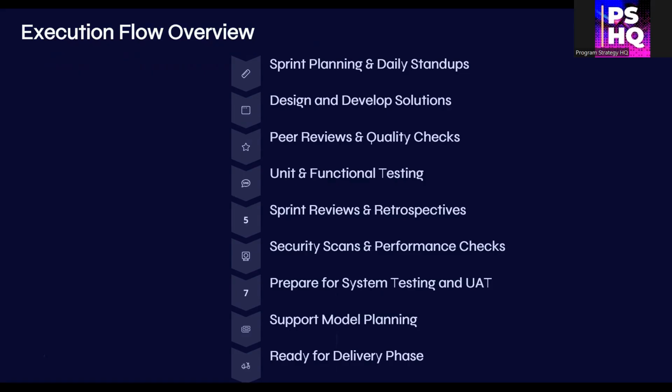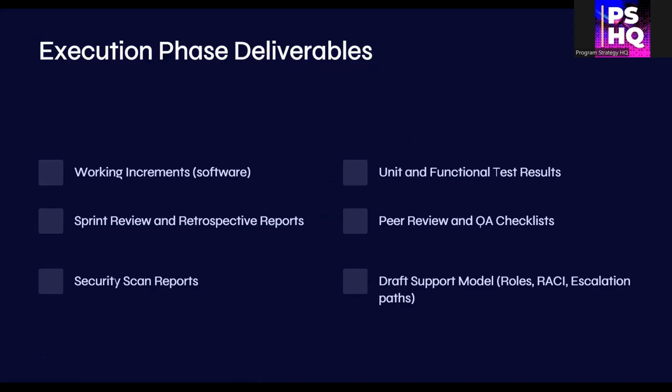Key deliverables from this phase would be working increments of the software, unit and functional test results, sprint and program traceability reports, QA checklists, peer review logs, security scan reports, and also your draft support model with RACI definitions and escalation paths. If any of these are missing, circle back before moving forward.